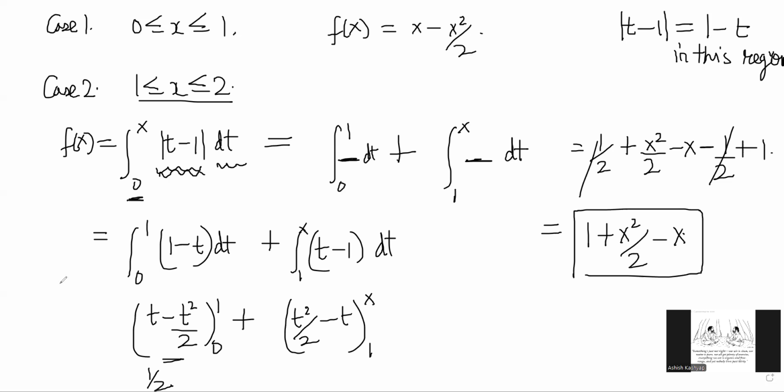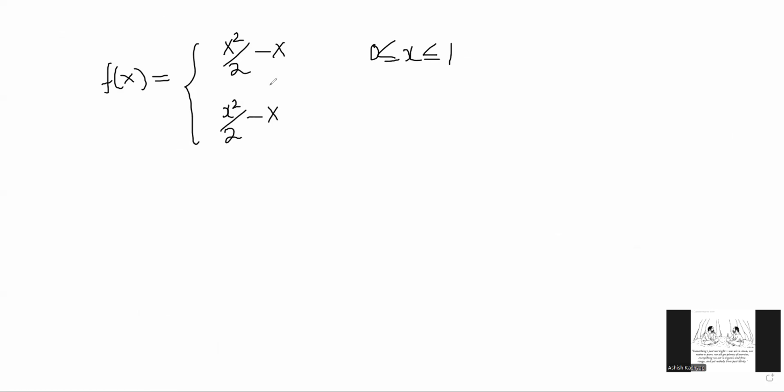So now I have a full definition of the function. The function is defined like this: f(x) is equal to x square by 2 minus x for 0 less than x less than or equal to 1, and it is x square by 2 minus x. Okay, I have made a mistake in writing the first function. That was x minus x square by 2 here. Because it was 1 minus t, so the integral was x minus x square by 2. And this side it is x square by 2 minus x plus 1 here, when 1 is less than x less than or equal to 2, right?